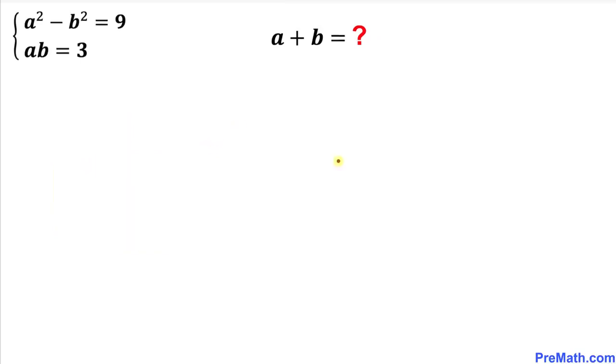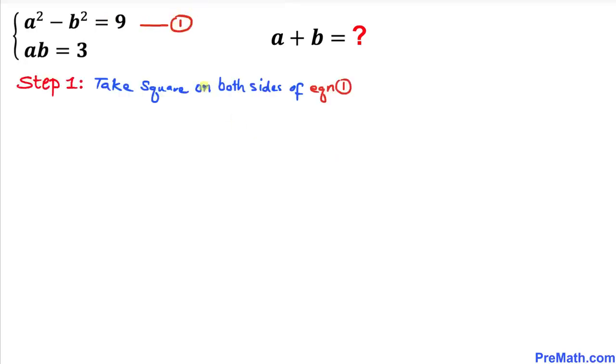So let's go ahead and get started with the solution. And here's the very first thing we are going to do. Let me call this very first equation, equation number 1. And now let's take the square on both sides of this equation 1.